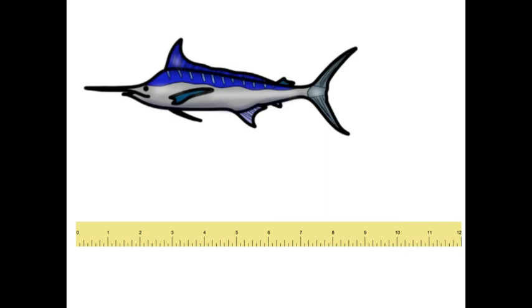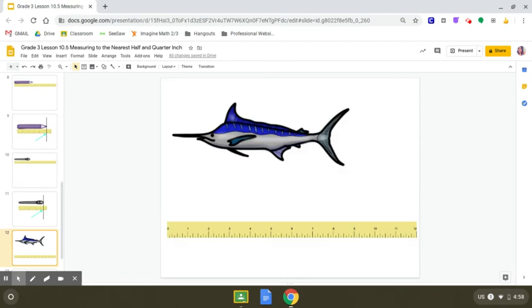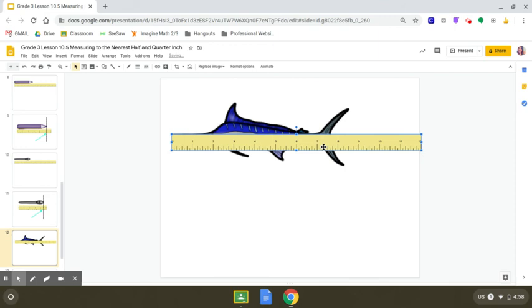Let's try one more example. Here I have a picture of a swordfish. This swordfish gets a little trickier because it has a tail that doesn't stop at one point. When I move my ruler over, I'm still going to line it up at 0. This time, though, I need to focus on where the swordfish picture ends, since I want to measure the longest part of my picture or my object.